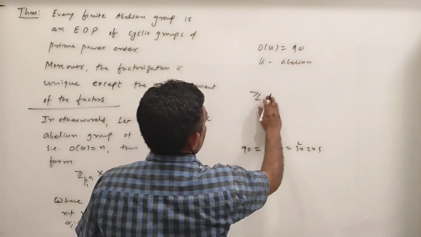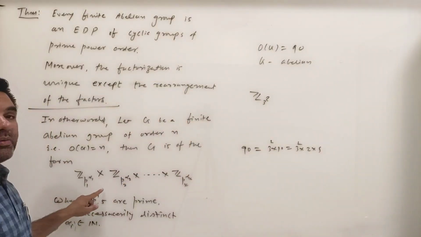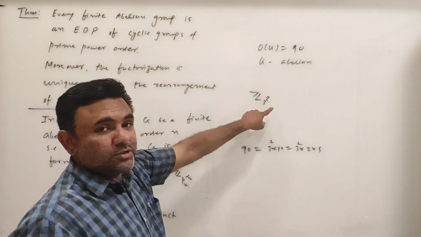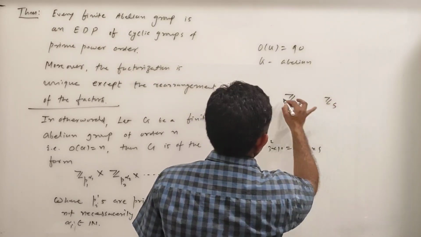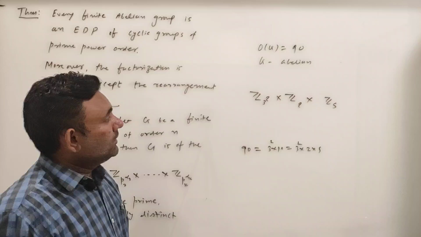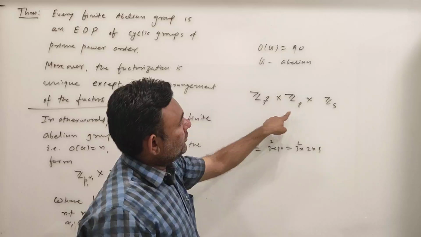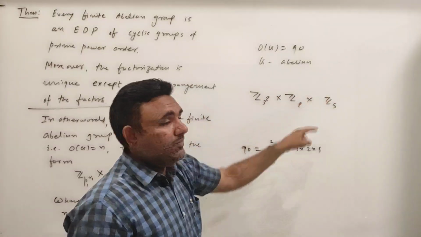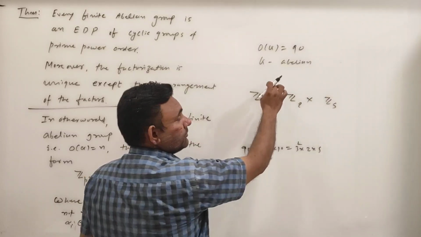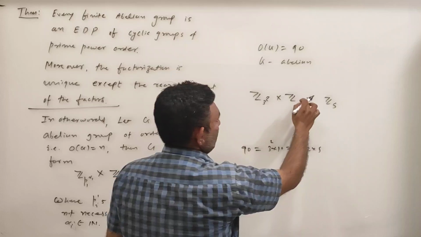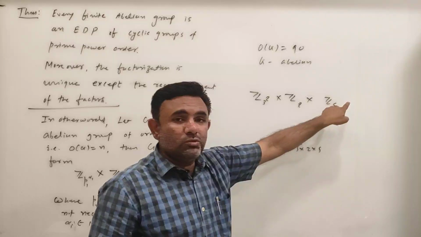So it will be 3 square. So it is P1 raised to alpha 1. So P1 is 3, alpha 1 is 2. Then you may consider Z2 and Z5. So if you consider this Cartesian product, then this is what? Cyclic group of order 9, cyclic group of order 2, cyclic group of order 5, and 9 means it is 3 square, that is prime raised to power. 2 raised to 1, that is prime raised to power, power is 1. 5 raised to 1, prime raised to 1 power.